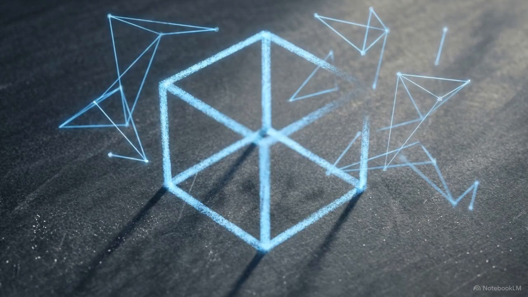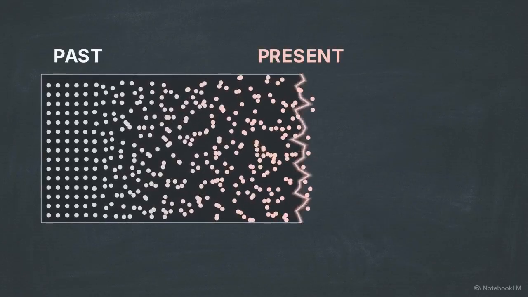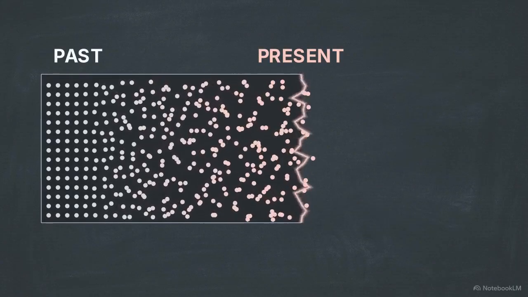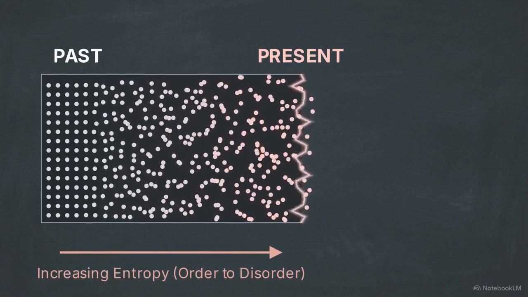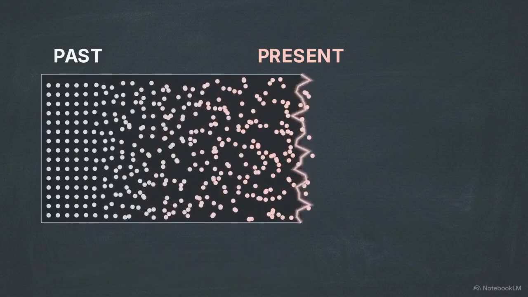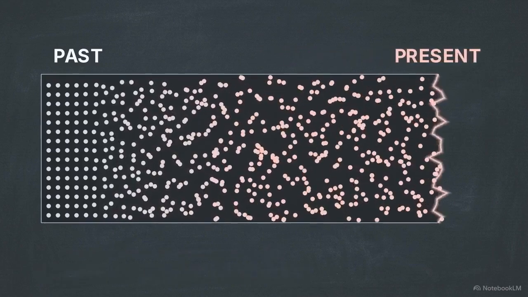A newer alternative is the evolving block universe. In this framework, the block of reality isn't static. It actually grows, generating new space-time as the present advances forward. As we see in this model, the evolving block universe physically grounds the irreversible arrow of time. The natural increase of entropy, the universe's transition from order to disorder, actually drives the active growth of reality itself.